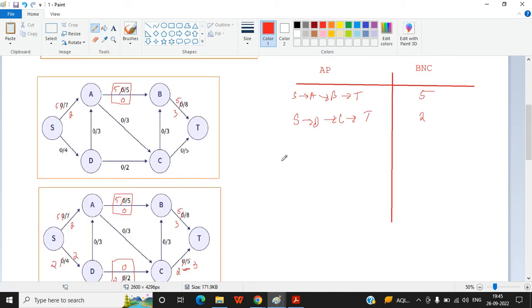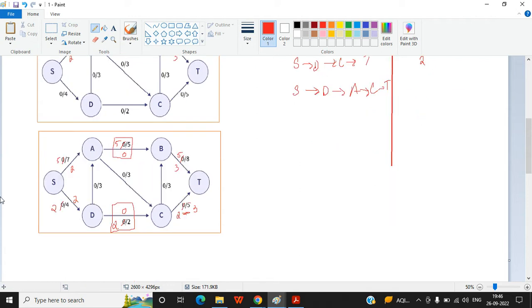See how easy it is? S, D, A, C, and T. Right, fine. So what will be the bottleneck capacity in this path? You have to consider the residual capacities. So the residual capacities here are 2, here is 3, 2, 3, and 3. So the bottleneck is 2. Very good, 2 is the bottleneck capacity.